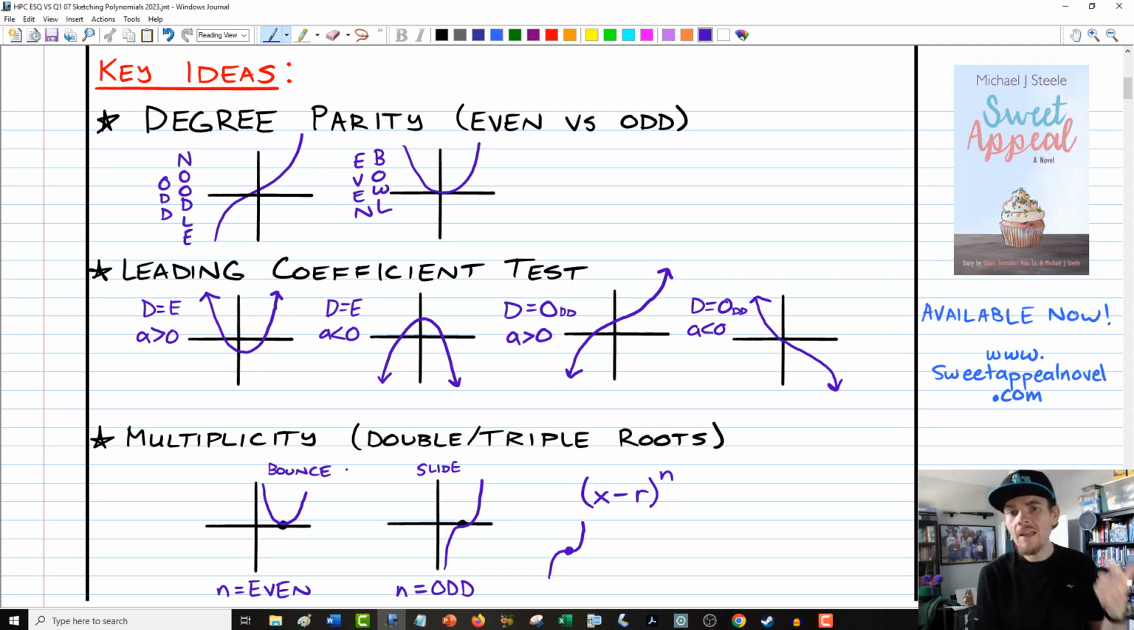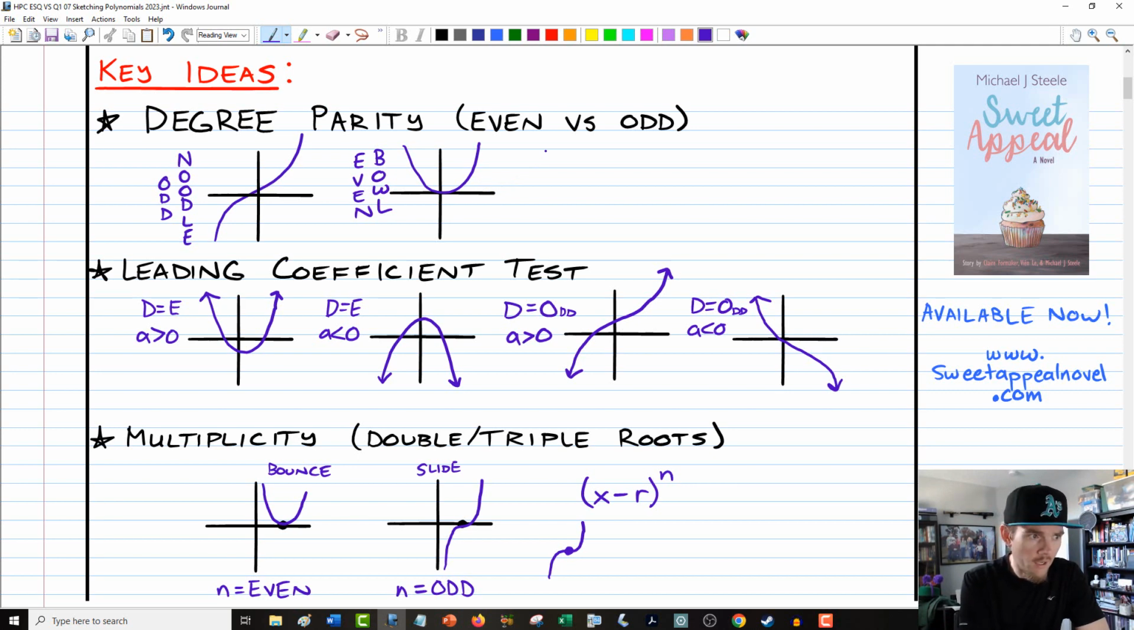And again, bounce, slide, noodle, bowl, these are not formal terms. They're just descriptive terms that I think capture the idea really nicely and get it visually and aesthetically in your head in a really valuable way. But they are, again, Franklin specific, not mathematical in nature. So there are all the biggest ideas here. Everything else, as I said, is just connecting the dots.